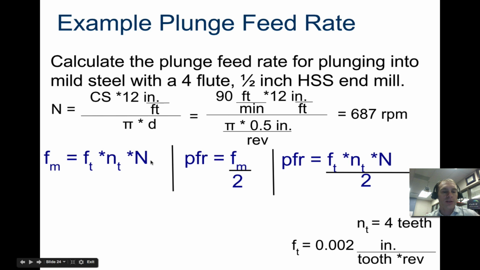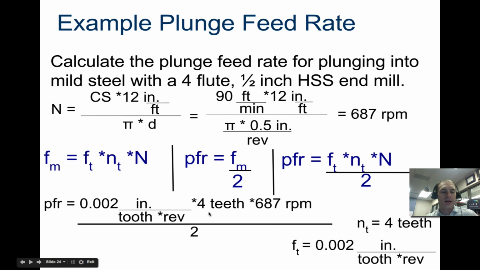Then we continue on with our FM formula. We have 4 teeth. Our FT for mild steel end mill gave us a value of 0.002. And so we multiply those together: 0.002 times 4 teeth times 687, and then take the entire answer and divide it by 2 because it's a plunge, and we get 2.7 inches per minute. So we're running this pretty slow, again, because we're cutting mild steel, and the numbers show that the feed rate is actually going to be pretty slow.